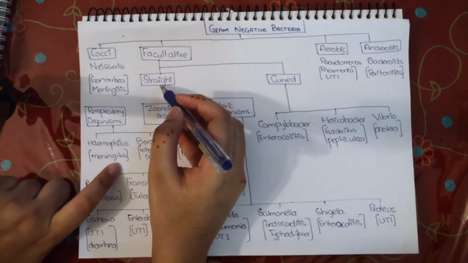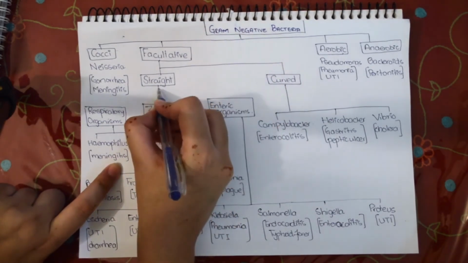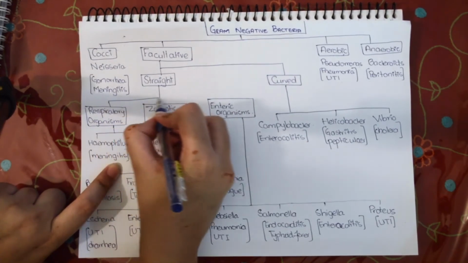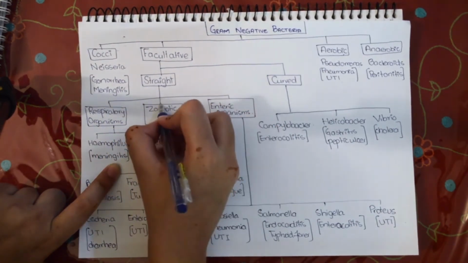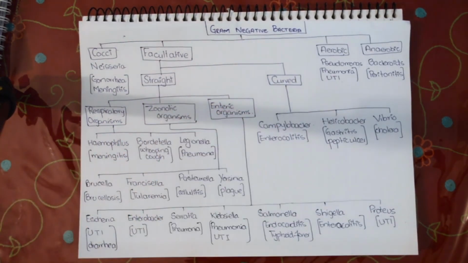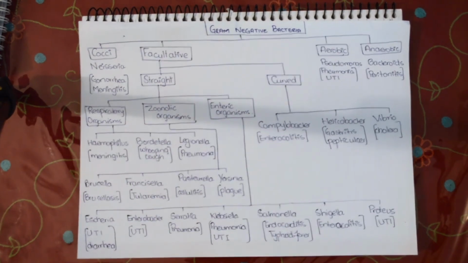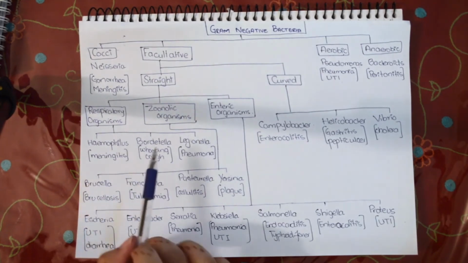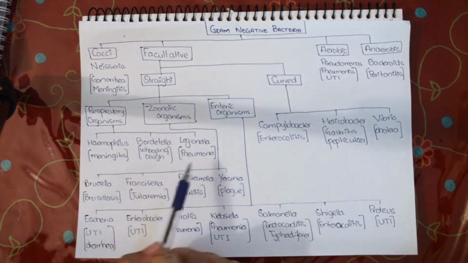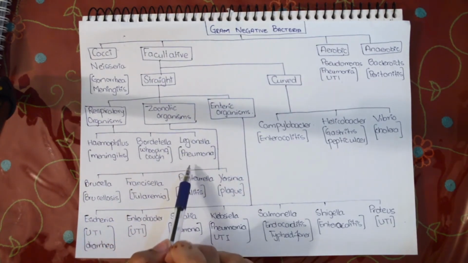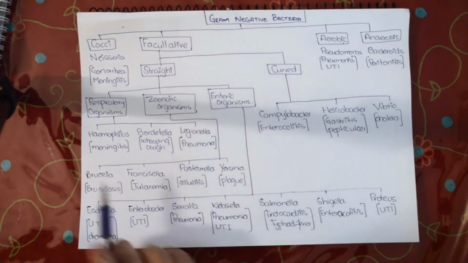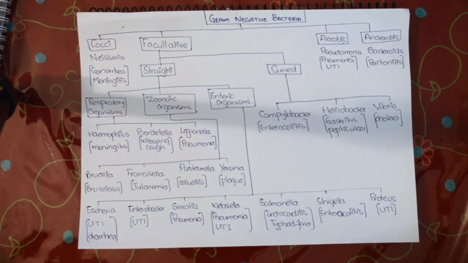In facultative, we had straight and curved. In the straight, we have exactly three types of organisms: respiratory organisms, zoonotic organisms, and enteric organisms. In respiratory, we had Haemophilus, which causes meningitis, Bordetella, which causes whooping cough, Legionella, which causes pneumonia. In zoonotic, we had Brucella, Francisella, Pasteurella, and Yersinia.